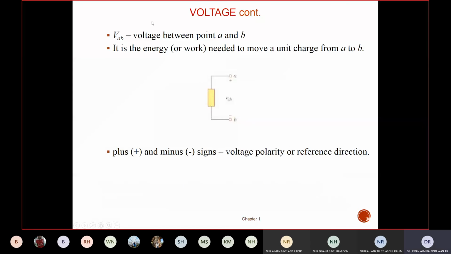This one you can read by yourself. VAB is the voltage between point A and point B, or we can write it as VA minus VB. So VAB is the voltage drop across this element. If we have VA here and we have VB, then VAB is VA minus VB. VAB is the voltage drop across this element.